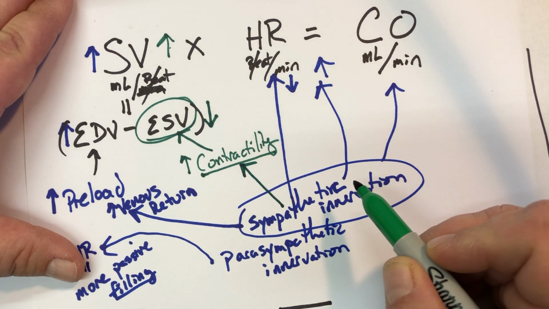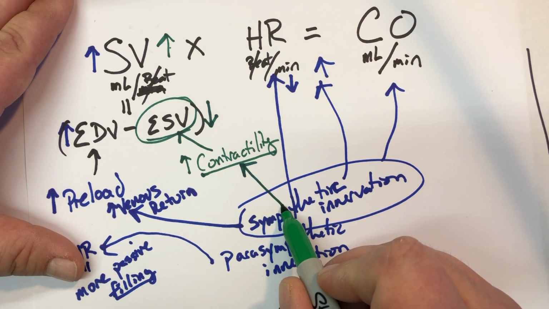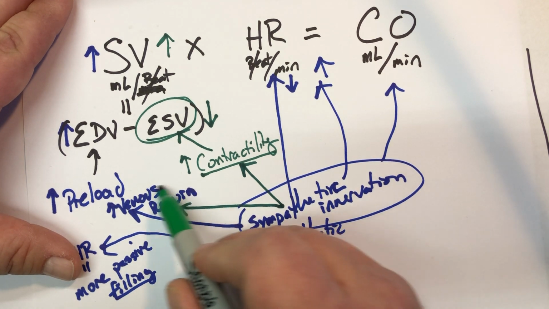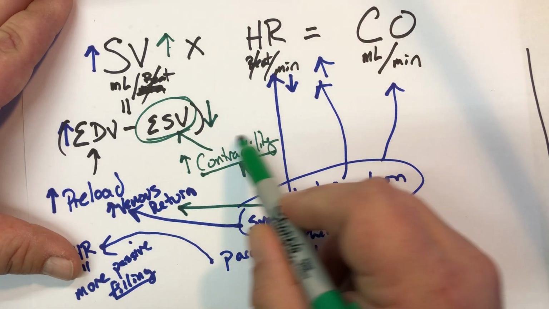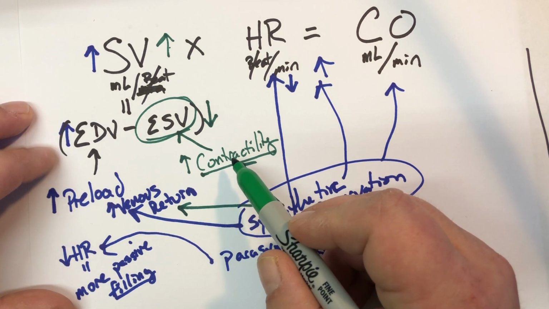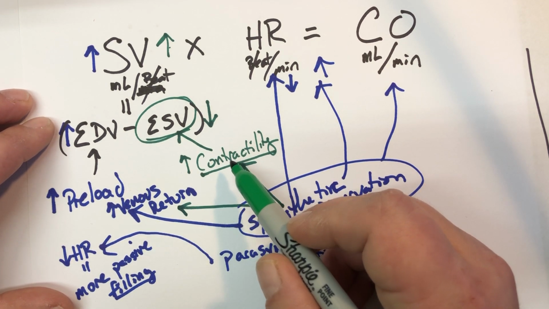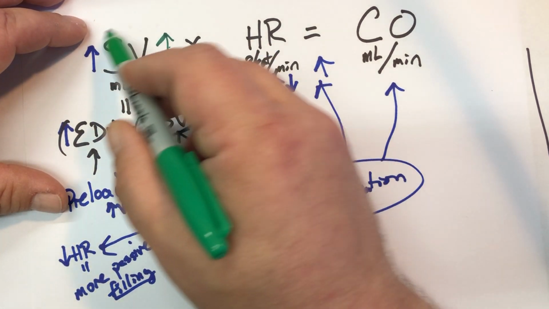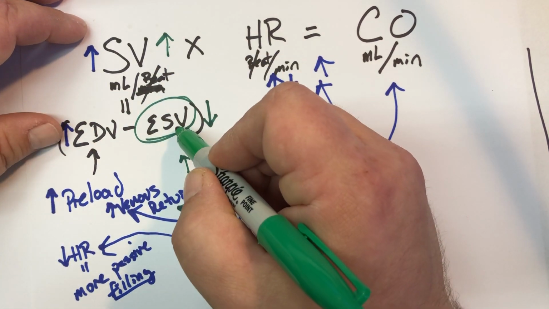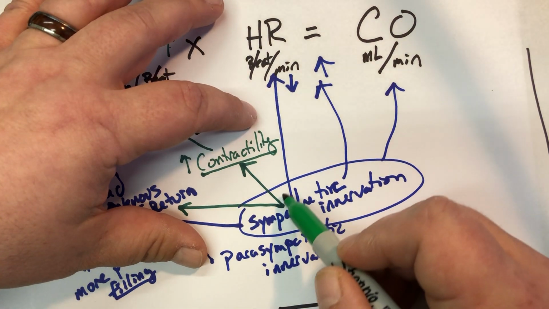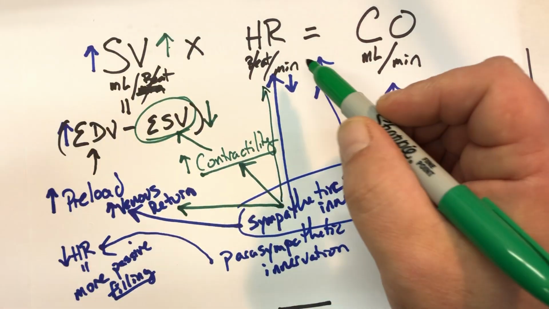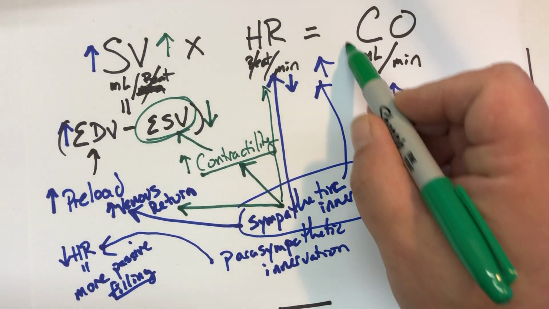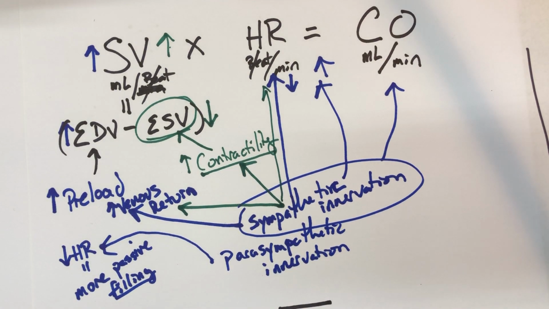Now, what increases contractility? Sympathetic innervation. Sympathetic innervation has this dual process where we can both increase venous return and increase contractility. So preload is going up, EDV is going up, contractility is going up, ESV is going down. So stroke volume can go up a great deal because of the change in both of the variables. And then heart rate is definitely going up, so sympathetic innervation will absolutely increase cardiac output.